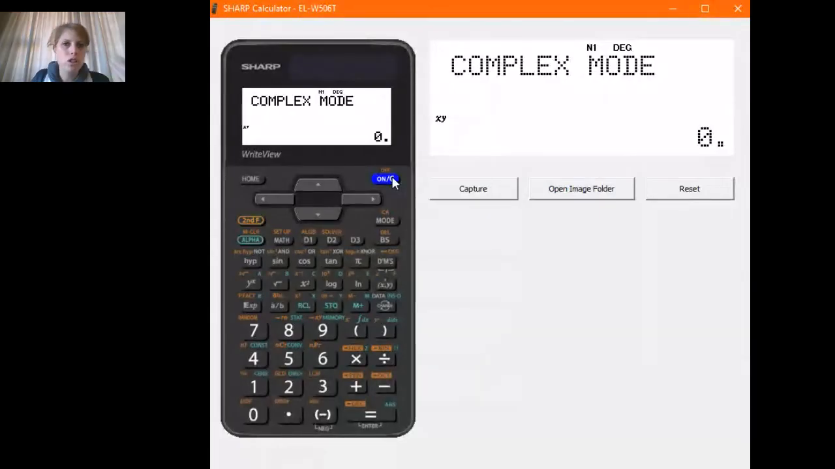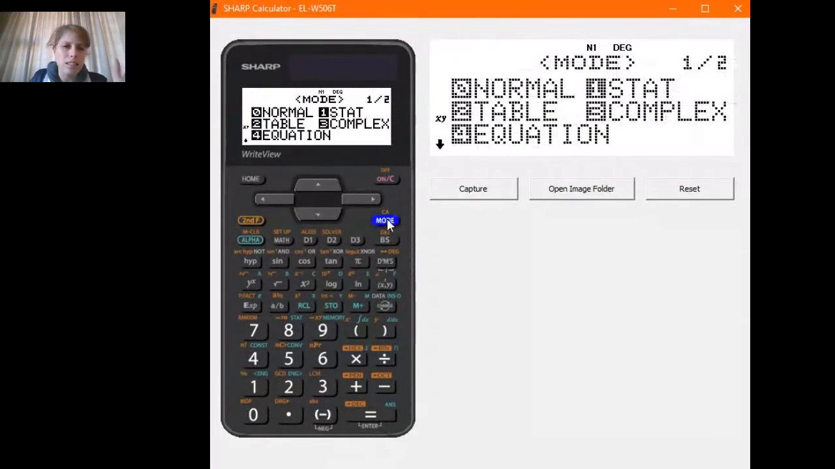And we're going to talk through the table mode. I'm going to just do the presentation because it's easy enough to follow. All the steps are there. So what you would do is press mode and go to table.